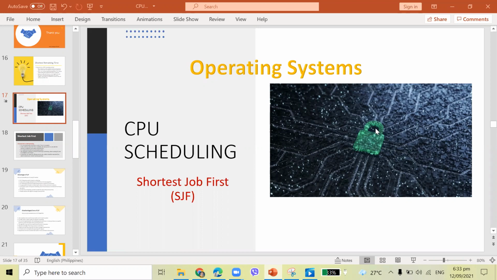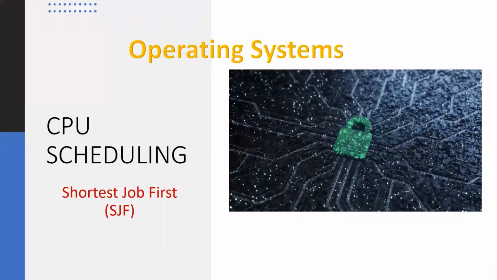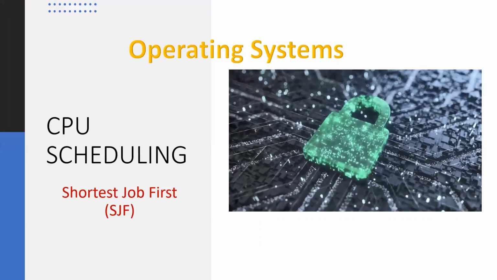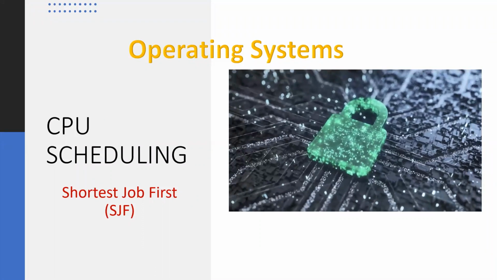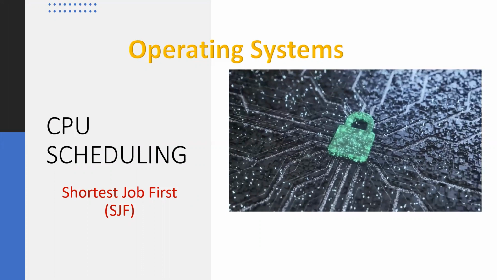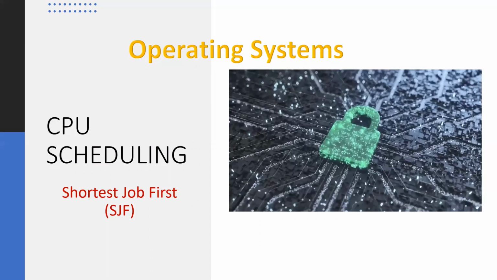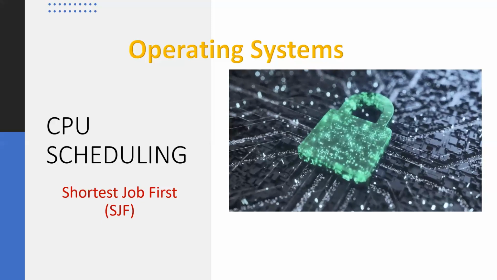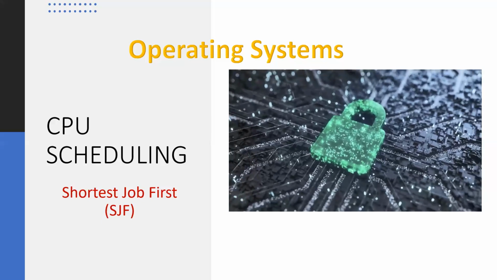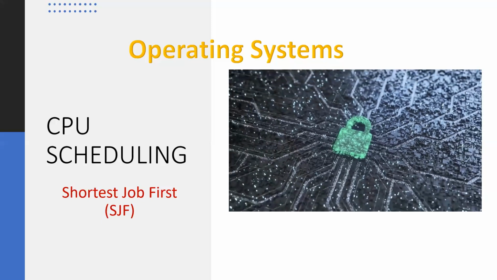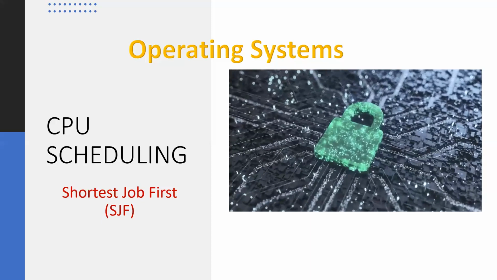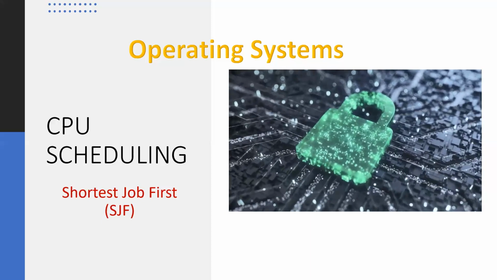Our topic for today is shortest job first, a continuation of the CPU scheduling in our operating systems. Shortest job first is an algorithm in which the process having the smallest execution time is chosen for the next execution. This scheduling method can be preemptive or non-preemptive. It significantly reduces the average waiting time for other processes awaiting execution. The full form of SJF is shortest job first.